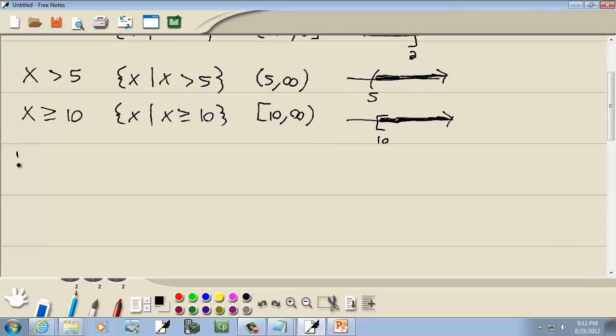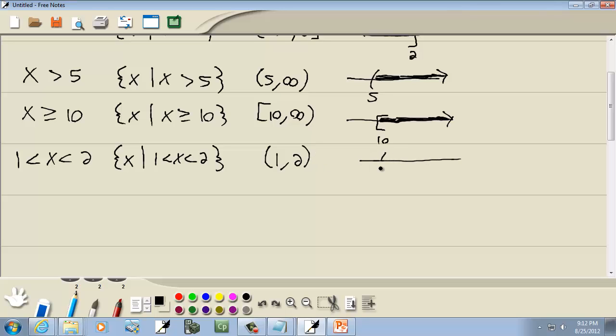Now, if it's between two values, like x is between 1 and 2, again, set builder is very easy. Put x with a vertical bar, and then 1 less than x less than 2. Now, it'll be parentheses 1 comma 2 parentheses. Parentheses because these are both less thans. Less thans means it doesn't include a number, which is parentheses. And then I have parentheses on 1, parentheses on 2, and shade in between them. Now, if you have set builder, the graph is very easy. You know, parentheses on the 1, parentheses on 2, and then you shade them.